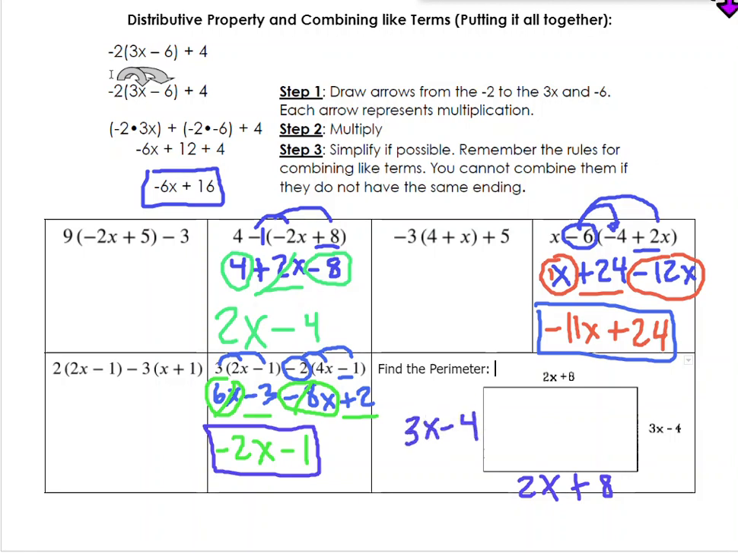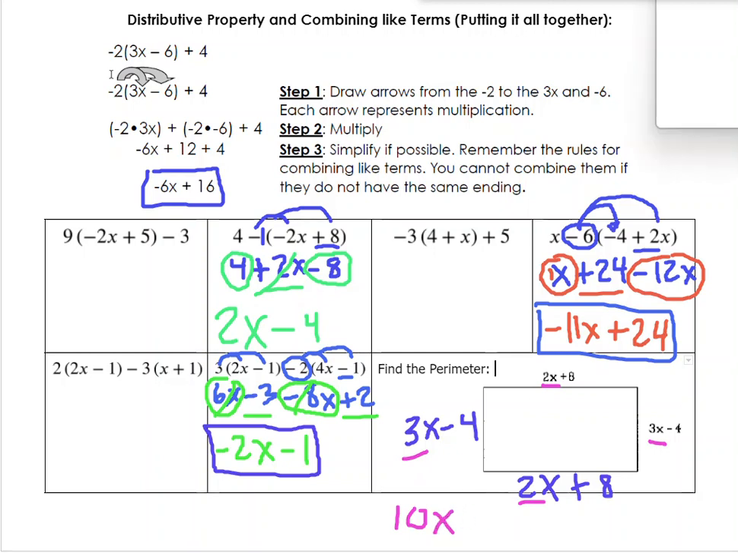So then we can combine our like terms just by going all the way around, right? So I'm going to start with my x terms. I see I have a 3x, a 2x, a 3x, and a 2x. If I add those together, what do I get? 3x plus 2x is 5x, plus another 3x is 8x, plus another 2x is 10x. So that gives me 10x.